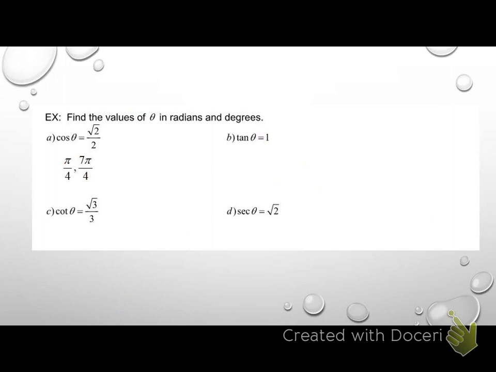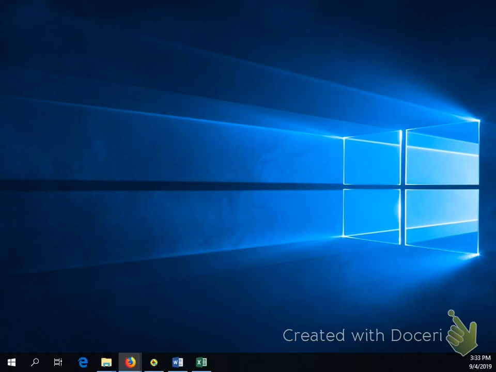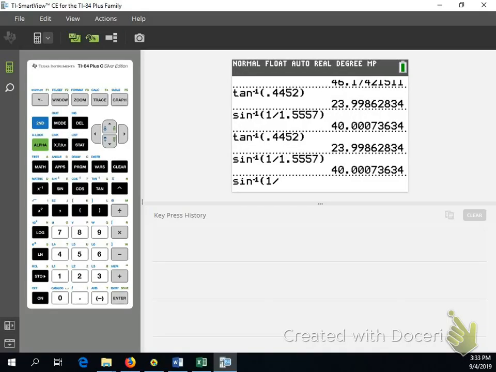All right. The rest of this is just you working through this, right? Just working through the examples. Use a calculator to find the values of the trig functions, okay? You're going to have to make sure that you are in radians mode, right? Make sure that you are in radians mode. And let's go through and talk about how to put these in. We've got to have our calculator up, so bear with me for a second. Okay, we need our calculator.